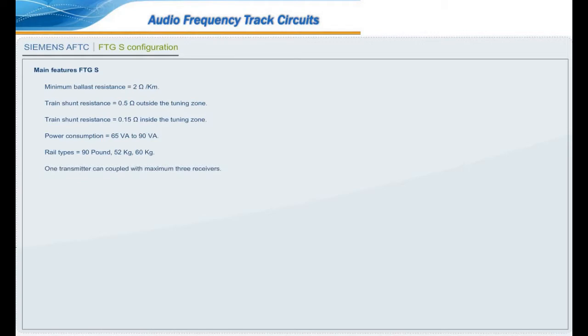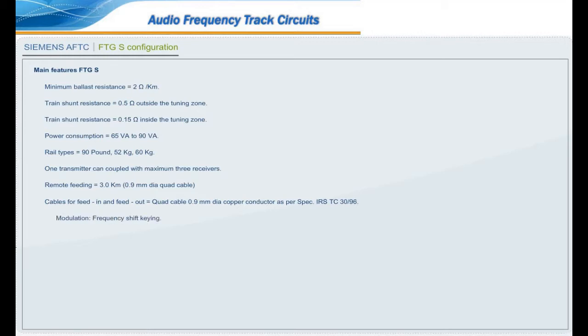One transmitter can be coupled with a maximum of 3 receivers. Remote feeding equals 3 km, 0.9 mm diameter quad cable. Cables for feed in and feed out: quad cable 0.9 mm diameter copper conductor as per specification IRS TC30/96. Modulation is frequency shift keying.